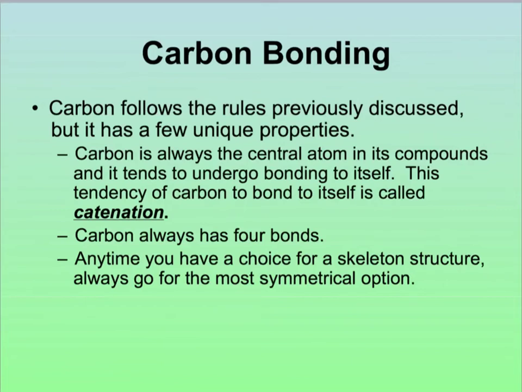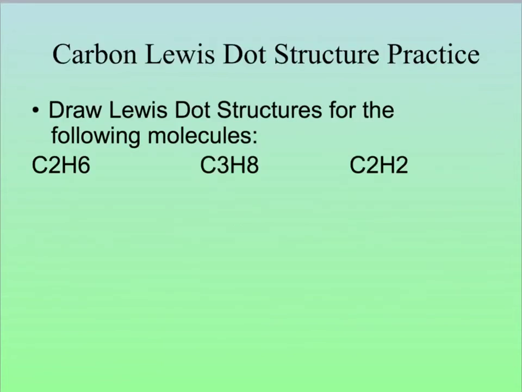Anytime you have a choice for a skeleton structure, always go for the most symmetrical option. This is just a good rule of thumb with anything, but especially with carbon. If we were doing the Lewis dot structure for these, we'll just do one of them. You follow the same rules, the N minus A over 2. Each carbon wants 8. I've got 6 hydrogens, and each of them wants 2, because remember, hydrogen's small and it can't have 8.